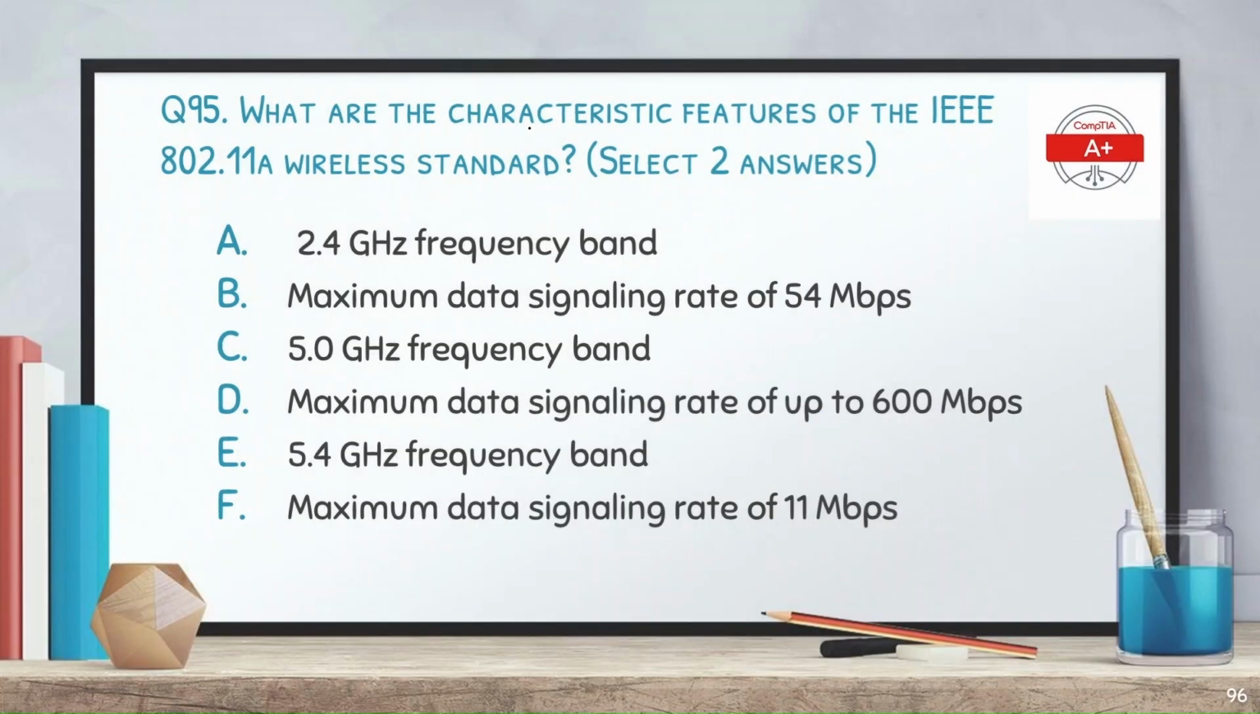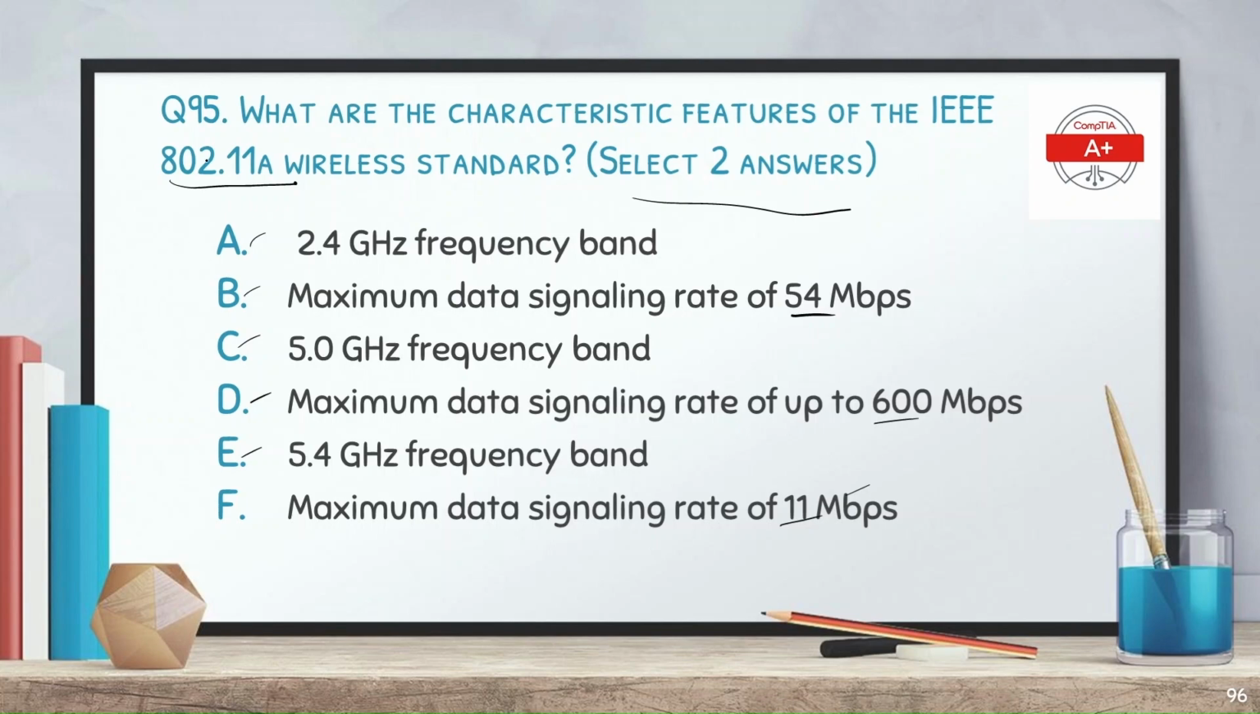Question number 95: what are the characteristic features of the IEEE 802.11a wireless standard? Again, we have to select two answers, and the options are: A, 2.4 gigahertz frequency band; B, maximum data signaling rate of 54 megabits per second; C, 5 gigahertz frequency band; D, maximum data signaling rate of up to 600 Mbps; E, 5.4 gigahertz frequency band; and F, maximum data signaling rate of up to 11 Mbps.